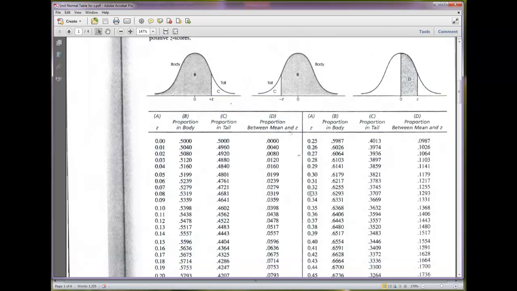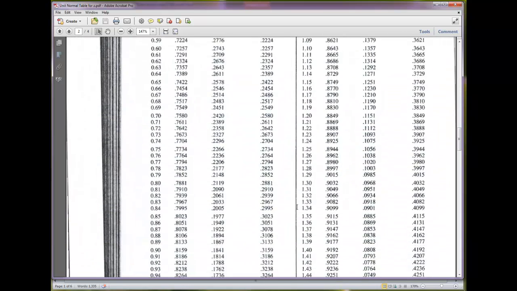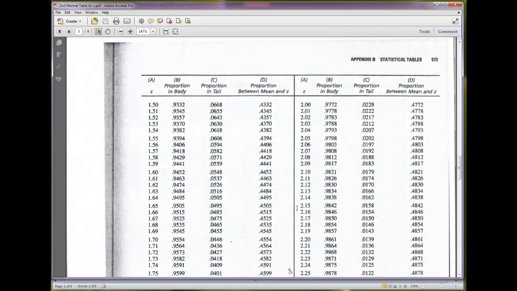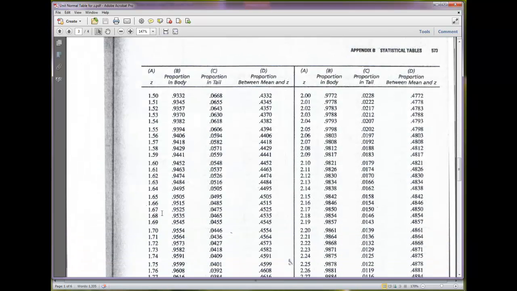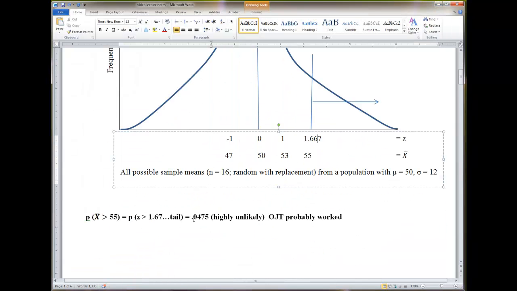All right, 1.67 z-score. Scroll down. Oh, found it. And the proportion in the tail for a z-score of 1.67 is 0.0475. So 0.0475 is our answer. And you can write this out either way.